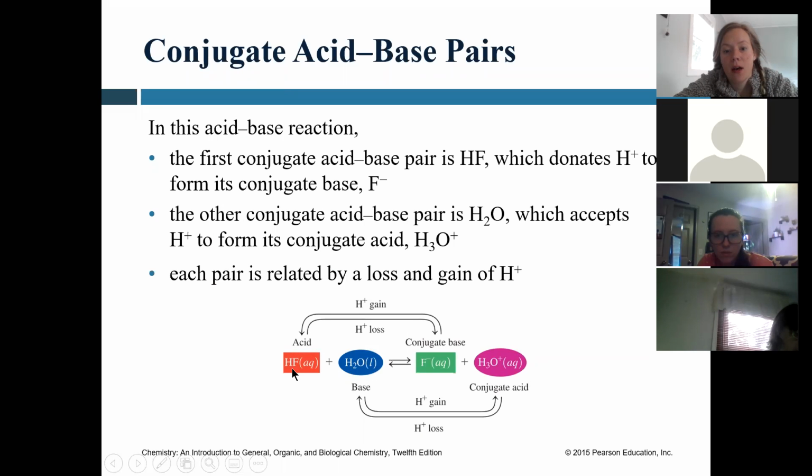So again, here we go. We've got our acid to our conjugate base, and you can work backwards. So I could take this equation and I could flip it around. And if I flip it around, then this is the base, this is the acid, this base has a conjugate acid, and this acid has a conjugate base. So they all kind of fit together like a puzzle piece.